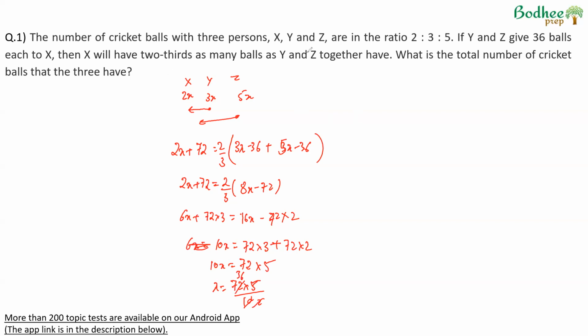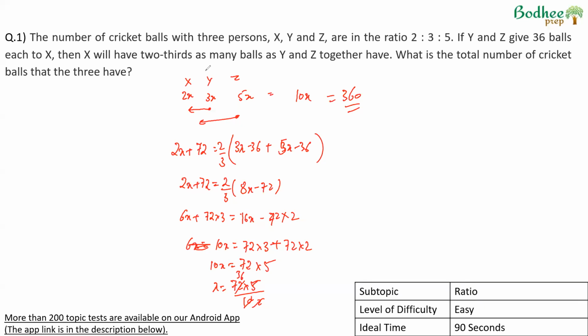What is the total number of balls the 3 have? The total number of balls that the 3 have is 2x plus 3x plus 5x, which is 10x. The value of x has come out to 36, so the total number of balls will be 360. And that becomes the answer. Now, in terms of level of difficulty, this question would be an easy question, just one equation, and we get the answer. It should not take more than 1.5 minutes to solve. Certainly a question that should be attempted in exams.